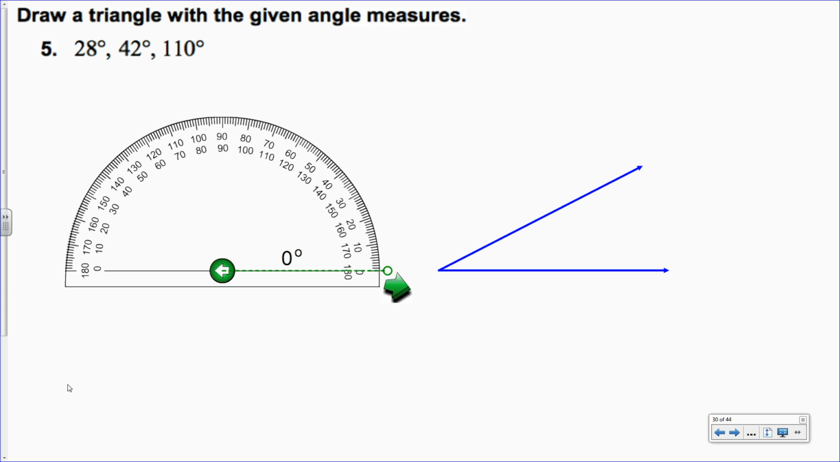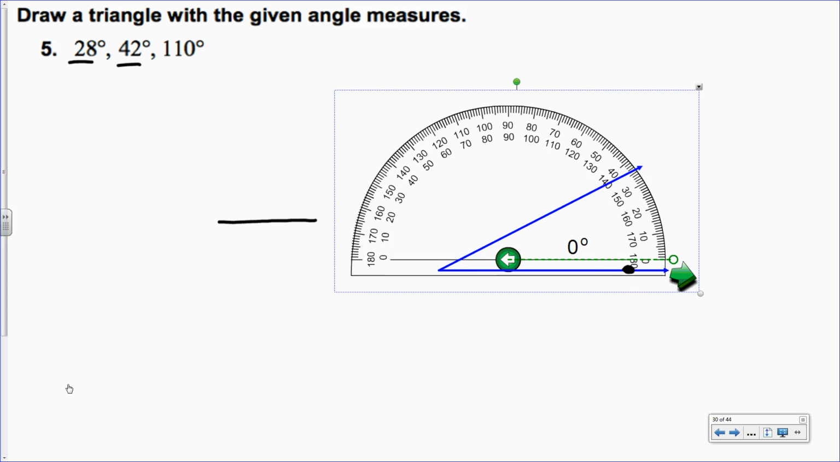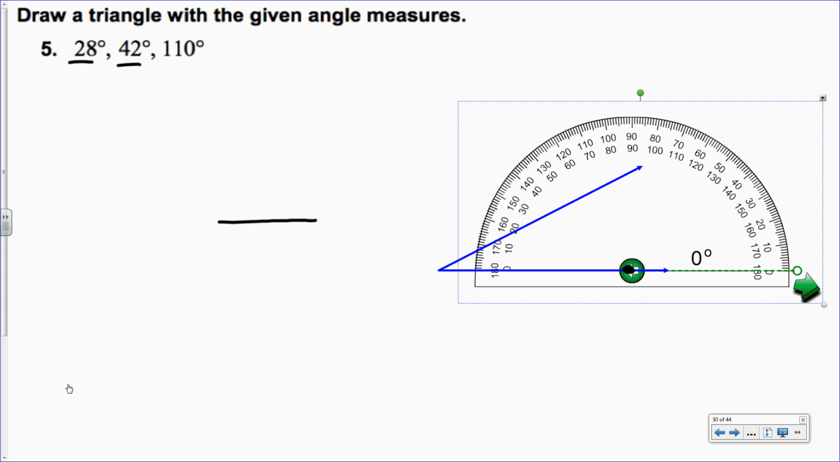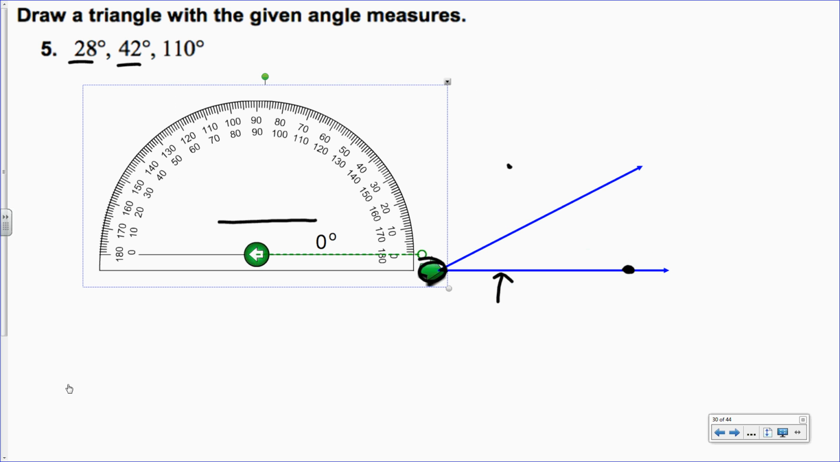Now we need to do another angle. So I've done 28. Let's do 42. And what you're going to do is come over to the other side and put a dot. And then you're going to move your protractor over to that. Now this time, I'm going to come way over here to the left, this side over here, to start because my line is that way. So I'm going to start with 0 here. And I need to go up to 42. And here's 42. So once you have your dot, you can connect those. And this is 42 degrees.